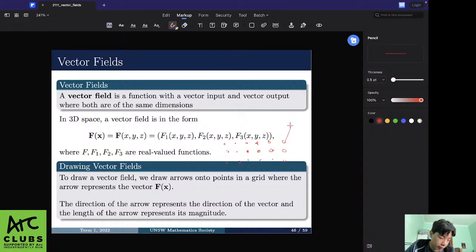So maybe it's right here. Generally you draw it in the same direction as the vector. And then we also have a magnitude, which is represented by length. So maybe a shorter arrow means that it has a shorter magnitude, or a longer arrow means it has a much larger magnitude.